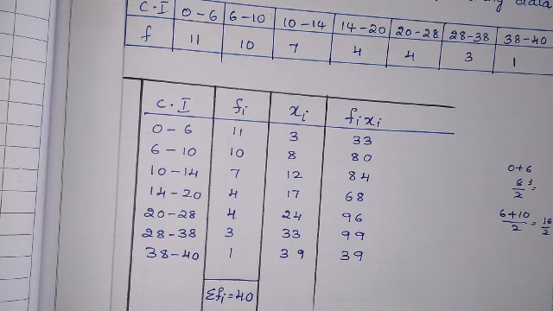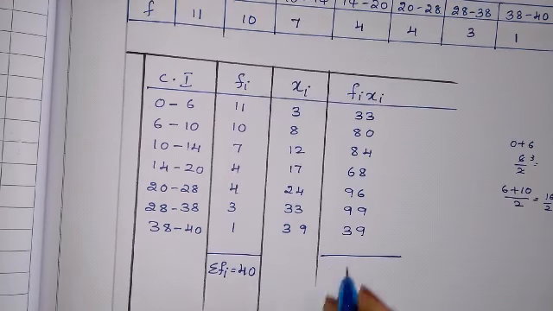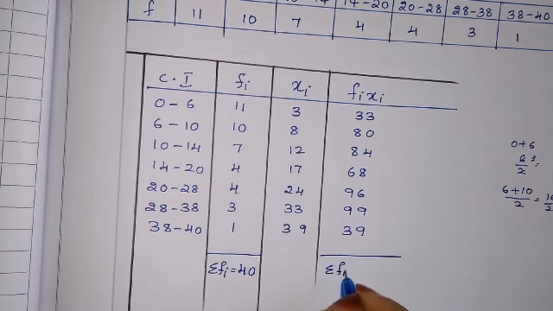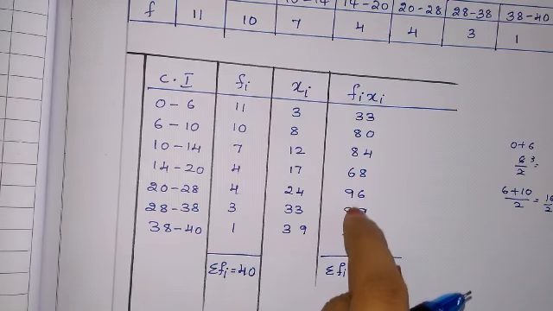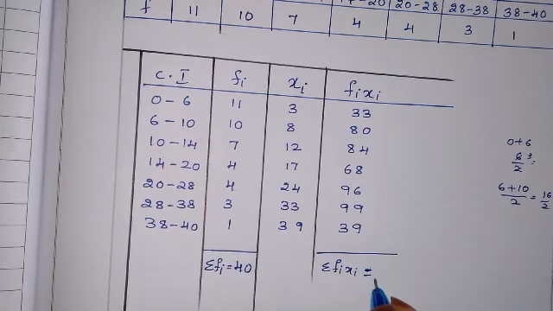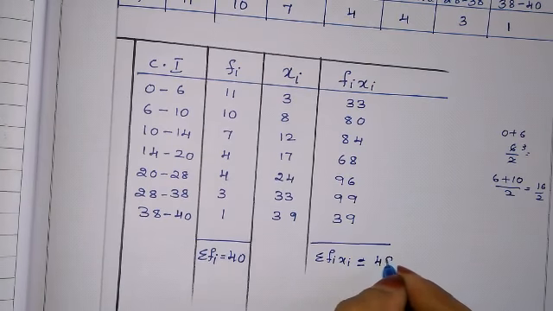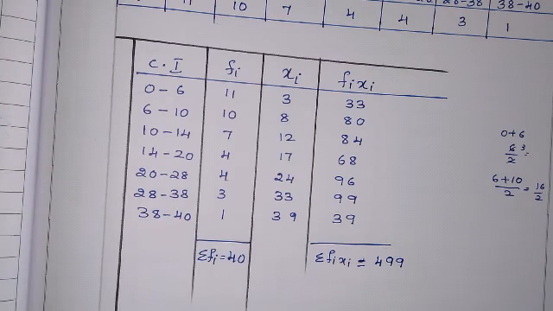We have to add all this. When we add all this, what we are going to get, sigma Fi Xi, that we have to find. I have found the answer, that is 499. When we add this, we are going to get 499.